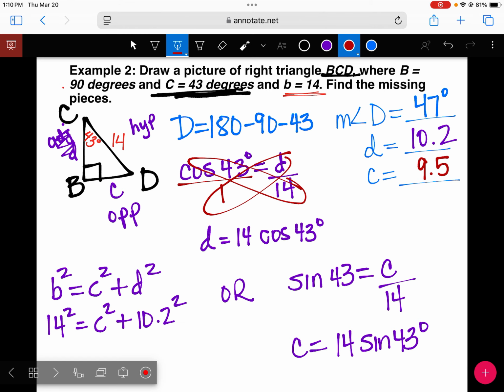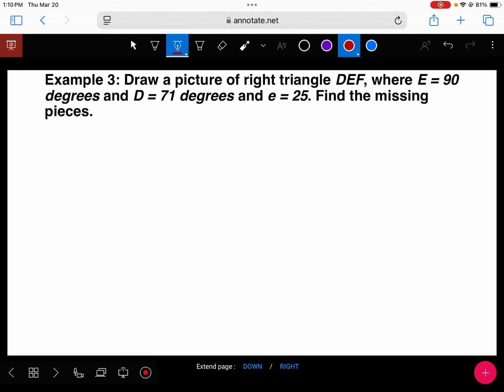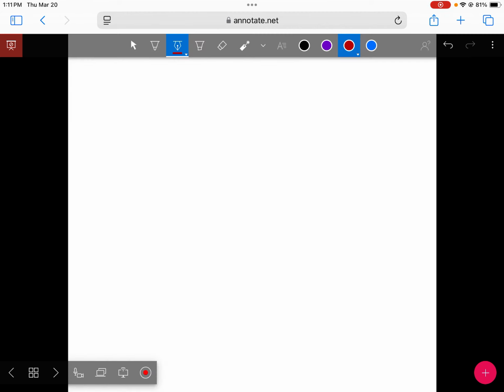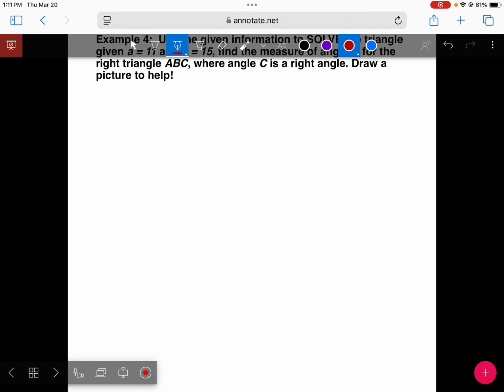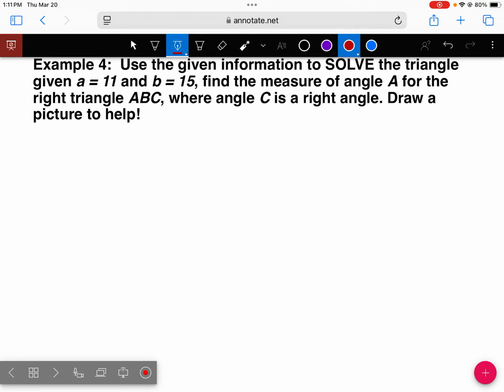9.5. All right. Now let's go to the next example. I'm actually going to skip over example 3 and give you all a chance to do that one on your own. Let's go to example 4. Almost finished for today. I'm going to give you some time to practice.